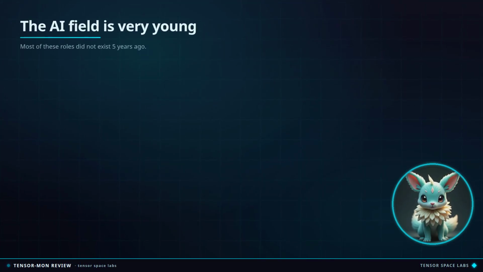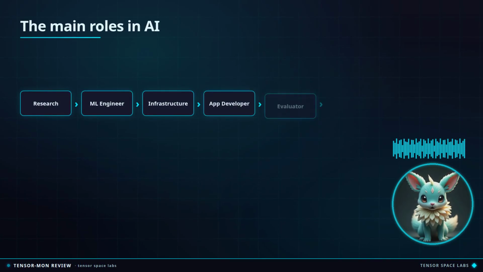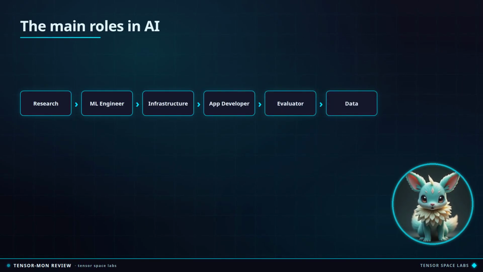Here is something wild. Most AI roles that exist today did not exist 5 years ago. Prompt engineer, AI infrastructure engineer, evaluation engineer. Those titles are new. That means the career ladder is being invented while you watch. The 6 main categories: research, ML engineering, infrastructure, application development, evaluation, and data. We will go through each. For every role, I will tell you what they actually do and the shortest student path into it.